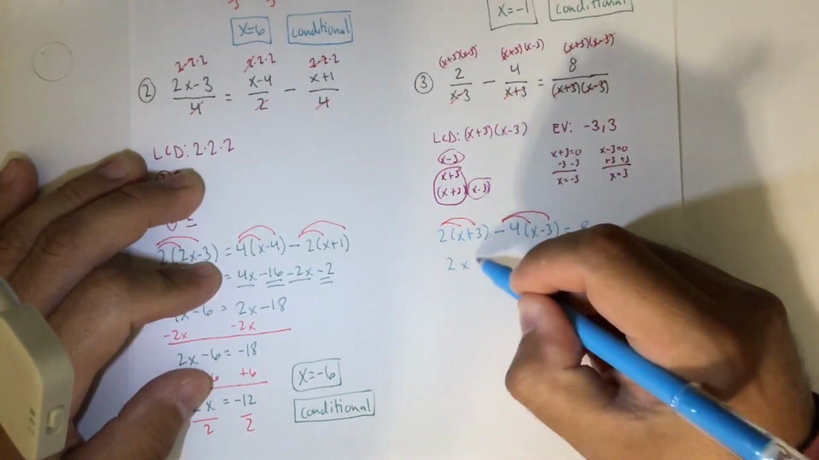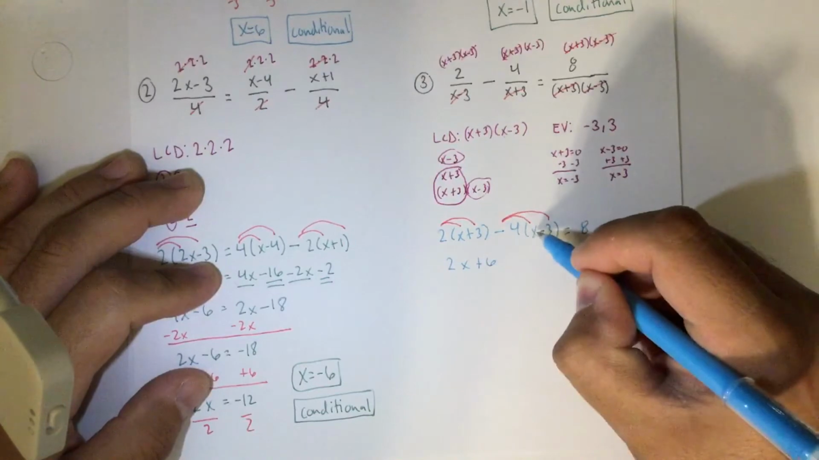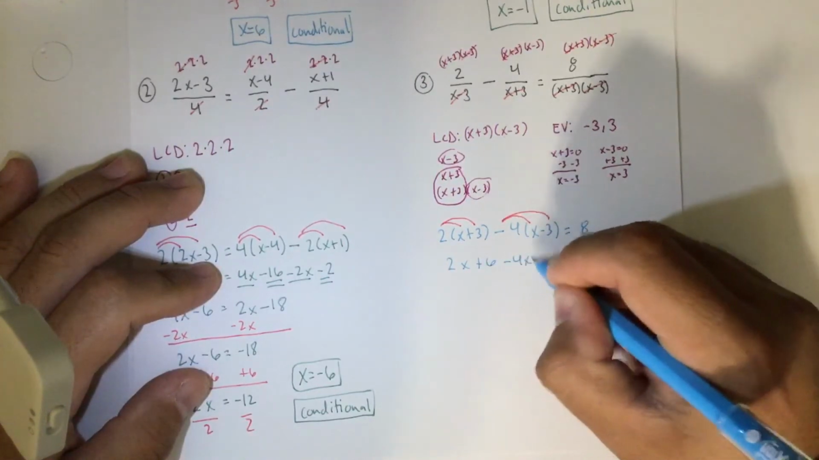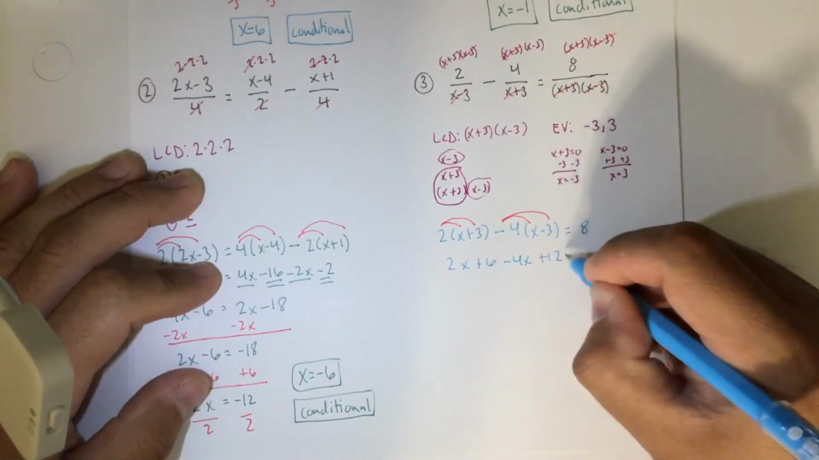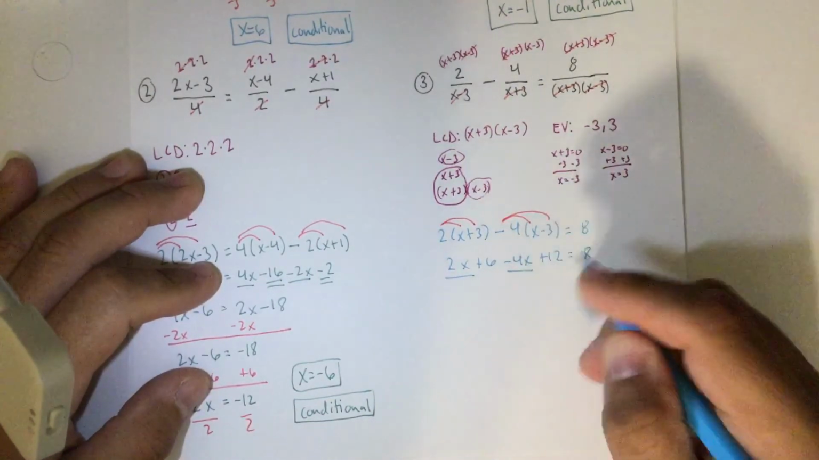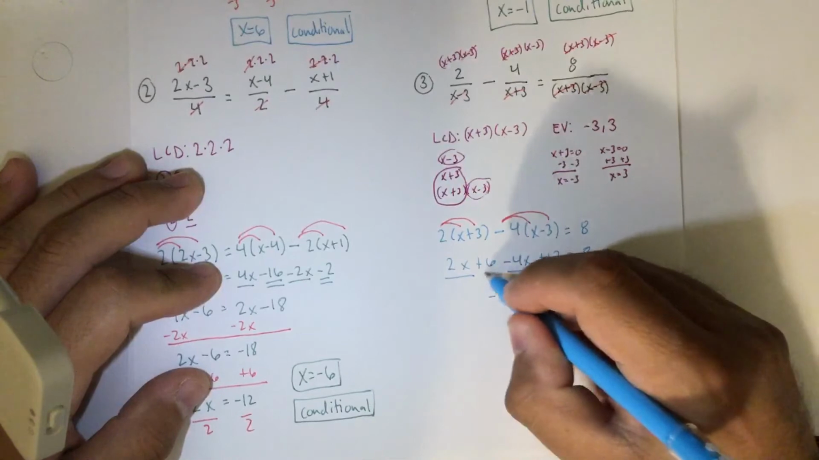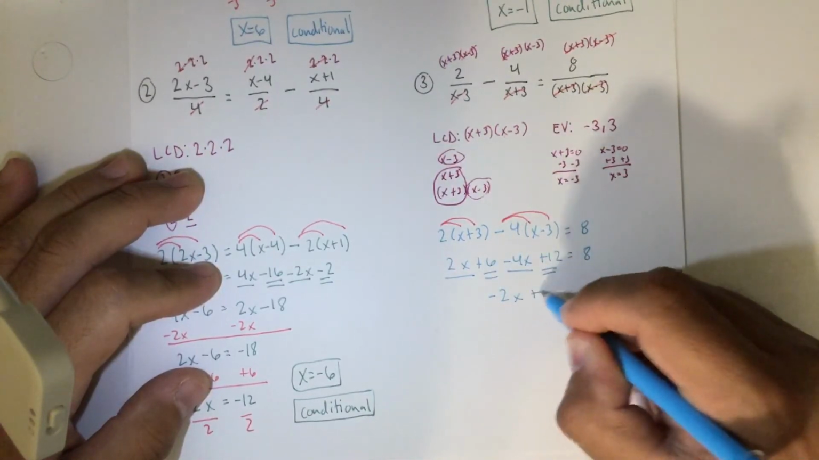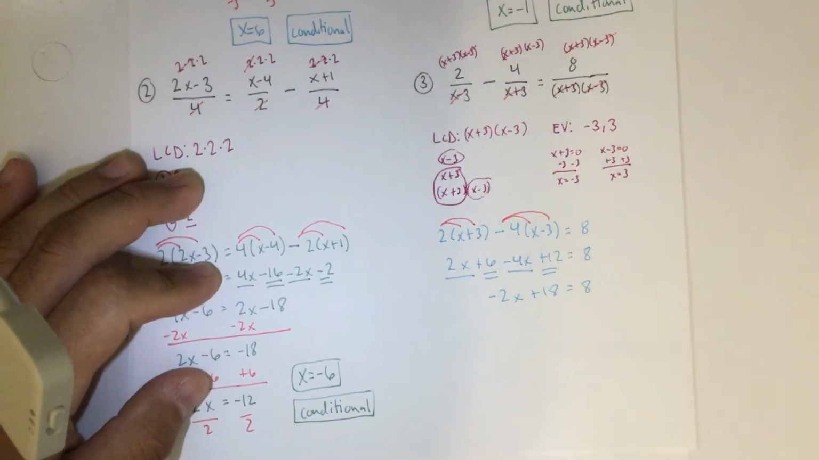So 2x plus 6, negative 4 times x is negative 4x, negative 4 times negative 3 is positive 12. Just like before, we combine like terms. I have 2x minus 4x, that's going to be negative 2x. 6 plus 12 is 18, and that's equal to 8.